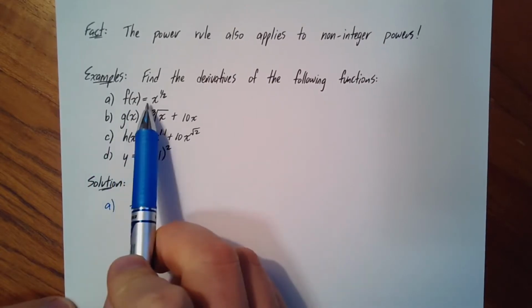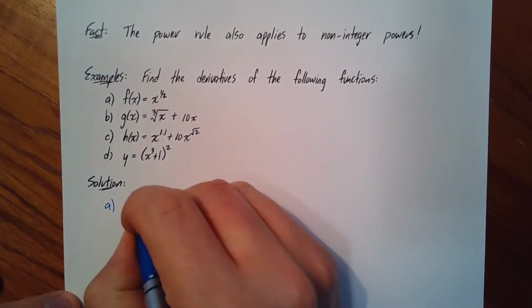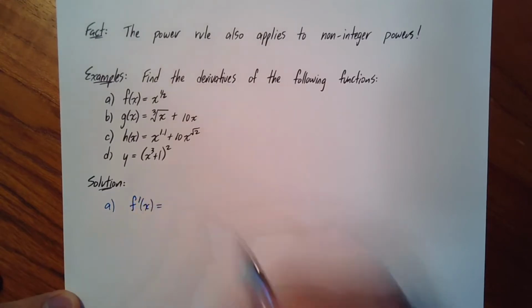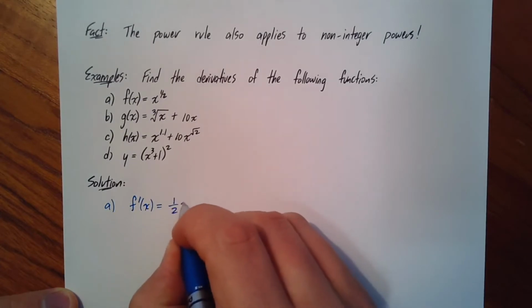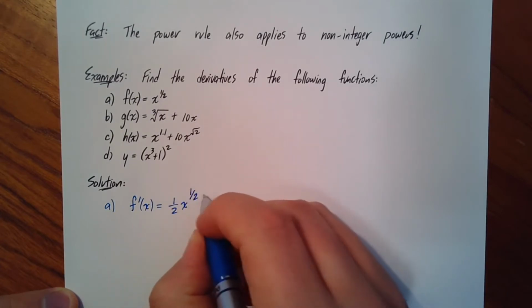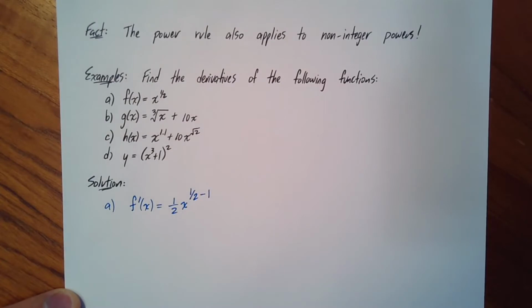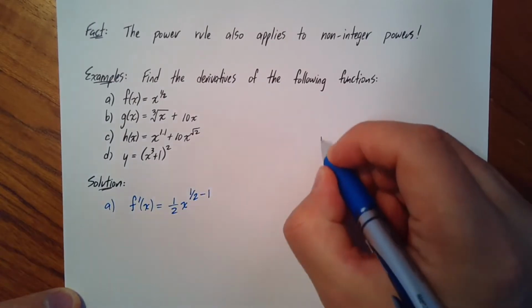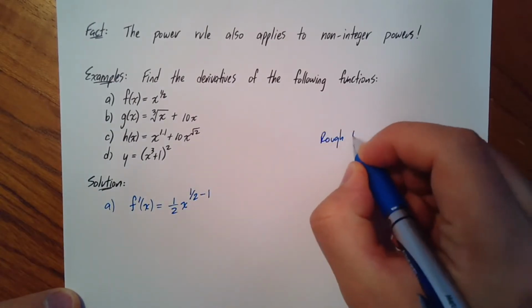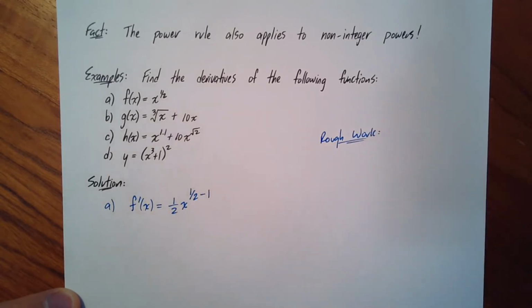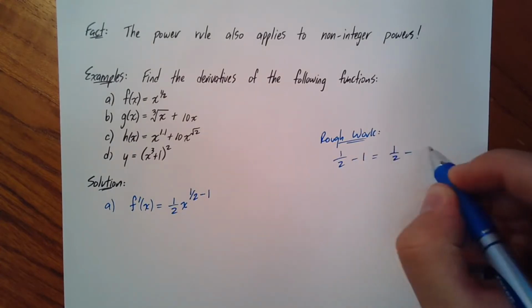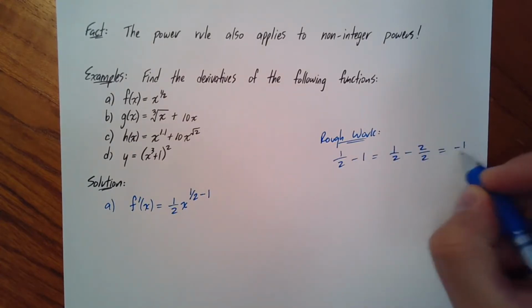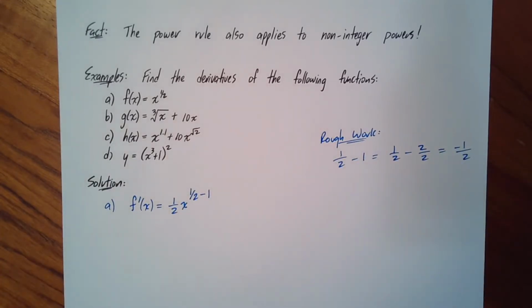So if we've got f of x is equal to x to the 1/2, we can go f prime of x, and we'll just apply the power rule. So we'll put the exponent down in front, 1/2 x, and then the new exponent will be 1/2 minus 1. And you can just do some rough work off to the side. This happens sometimes when you've got fraction arithmetic. Sometimes it's nice to just work out the details off to the side. So if I go 1/2 minus 1, remember I can go 1/2 minus 2/2, which is negative 1/2. Right? So I'll take advantage of that here.